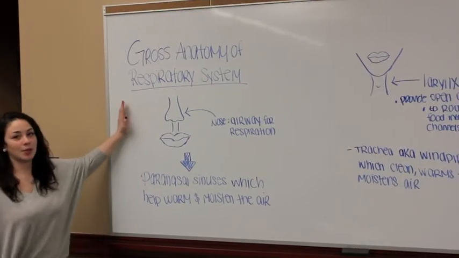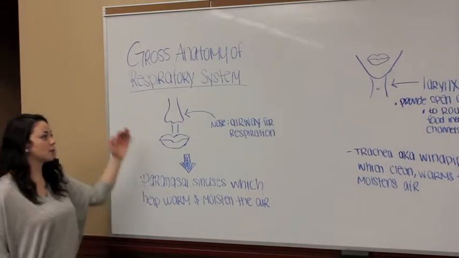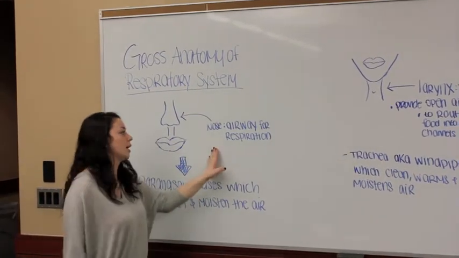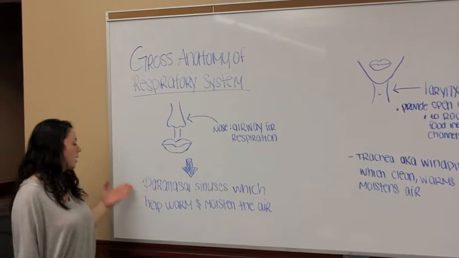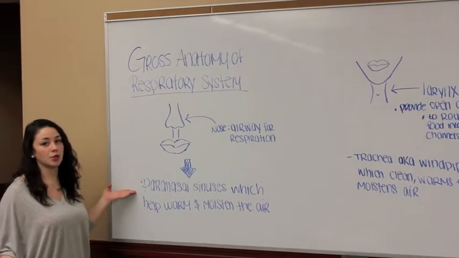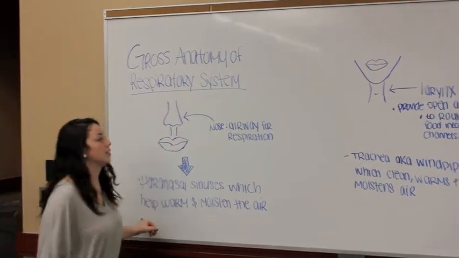Alright, well that's cool and all, but how does air get into the body? Well, Peter, I'll be talking about the gross anatomy of the respiratory system. It begins with the nose, which is the only external organ, and is the airway for respiration. Next we have the paranasal sinuses, which are located in the nose, and help warm and moisten the air.